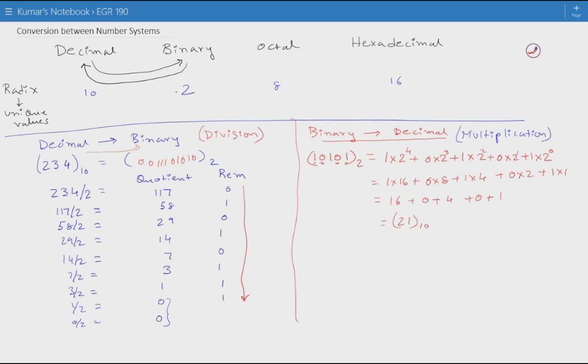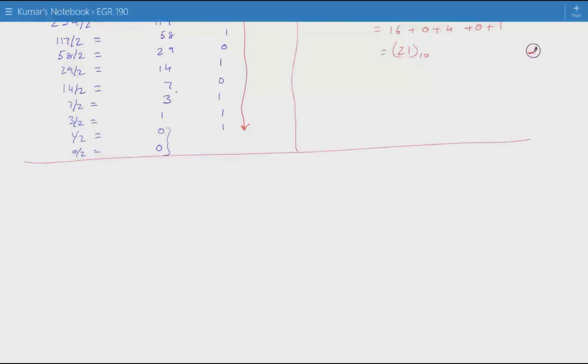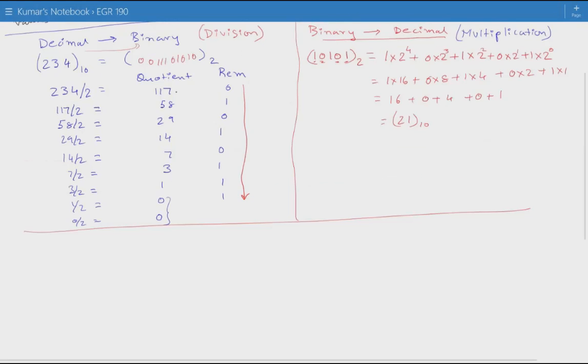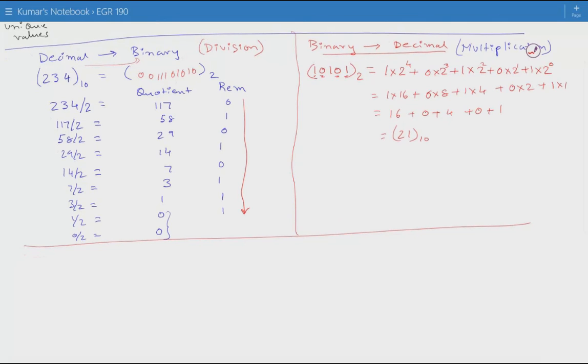Now we looked into the integers. Now let's look into the fractions. How do we convert fractions? Now I'm going to take the same approach and explore decimal to binary in fractions.